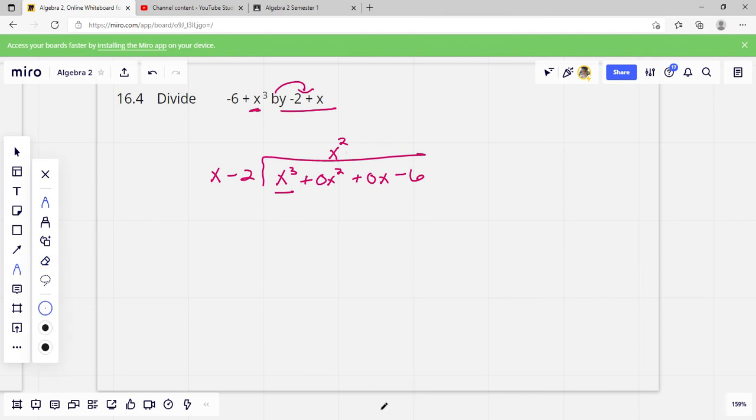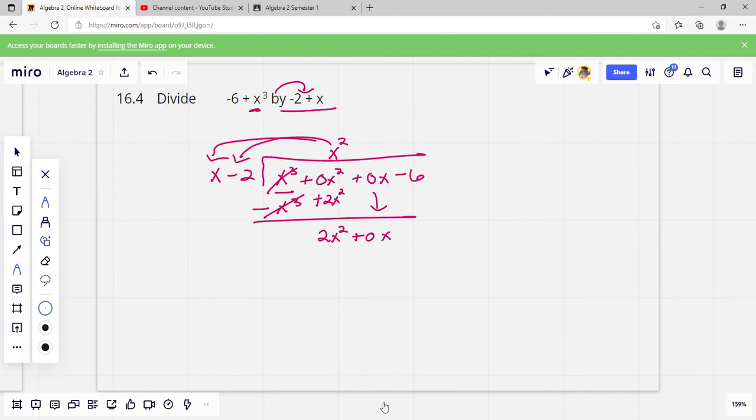Okay, so now I'm going to do x squared times negative 2, which will be negative 2x squared. And then x squared times x, which would be x to the third. And I'm subtracting. That means I need to change my sign there. X third minus x third is 0. And this would be 0 plus 2x squared, so I'm going to get 2x squared. Then I'm going to bring down my next term, which is plus 0x.